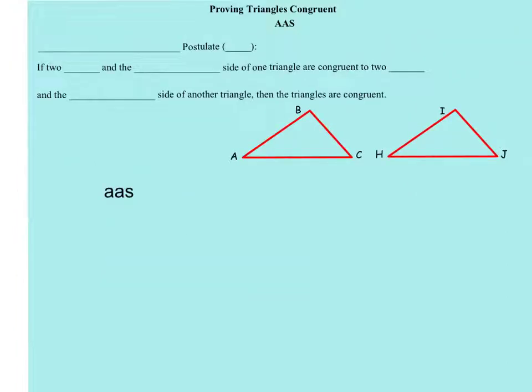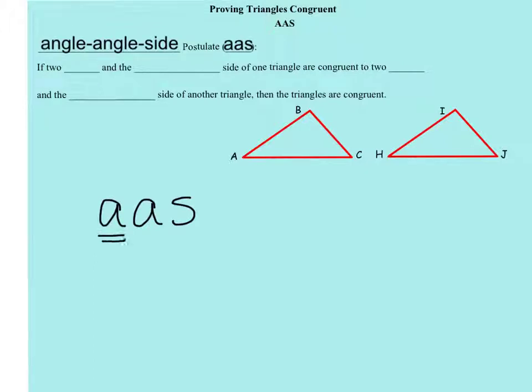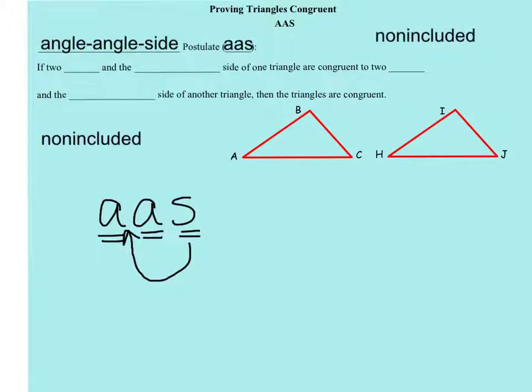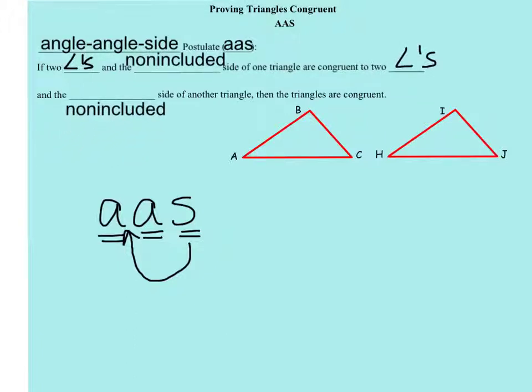The last postulate of this type that we're going to talk about is the AAS postulate. I imagine that you can probably figure out that AAS stands for angle, angle, side. Now when we look at the name angle, angle, side, notice this time the side is not between the two angles. So this postulate says if two angles and the non-included side of one triangle are congruent to two angles and the non-included side of another triangle, the triangles are congruent.